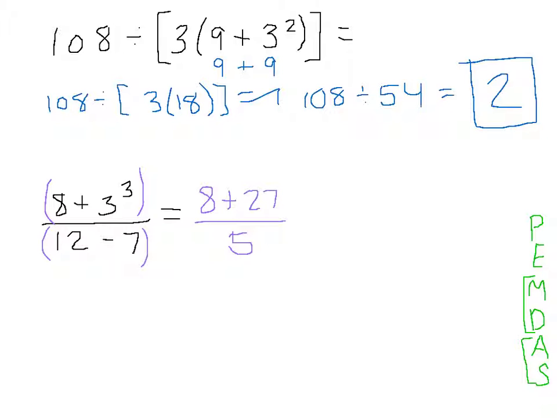Keep simplifying the top and bottom. 8 plus 27 is 35. It is still over 5, and now that there's nothing left except for division, we just divide or simplify. 35 divided by 5 is 7, so that entire fraction in the very beginning simplifies to 7.